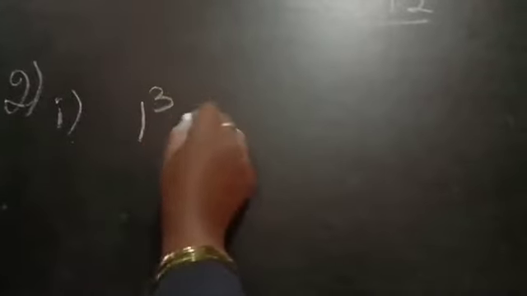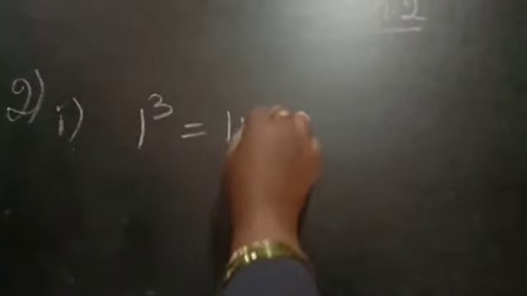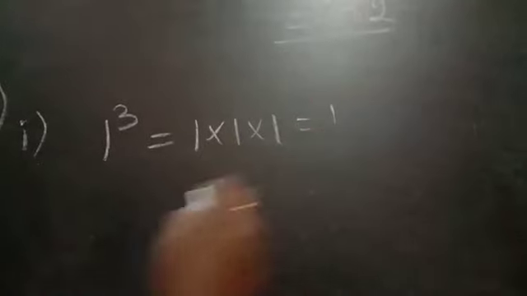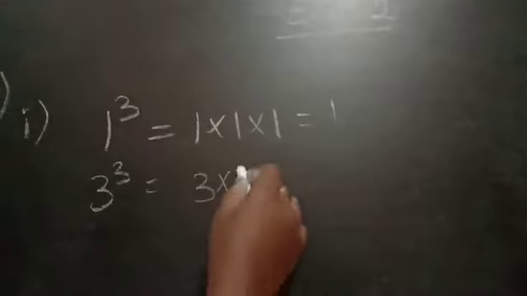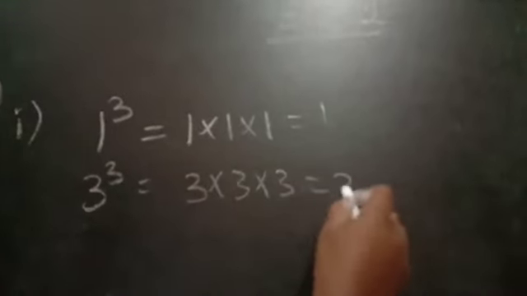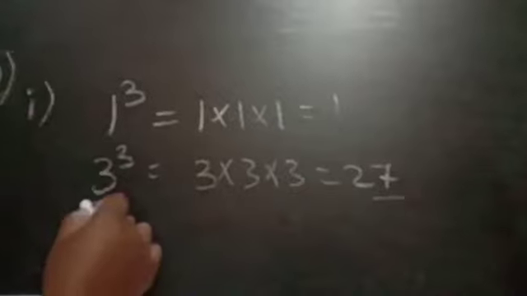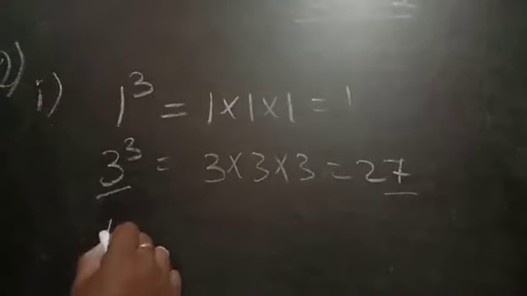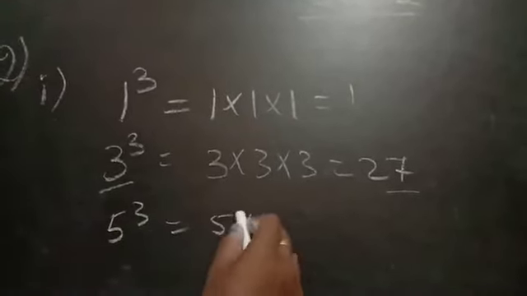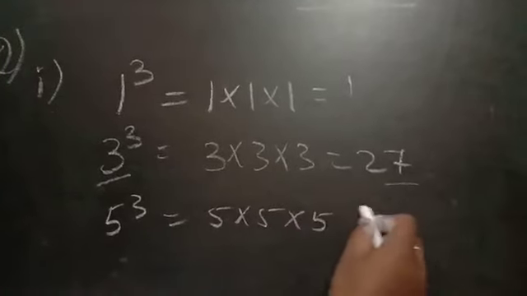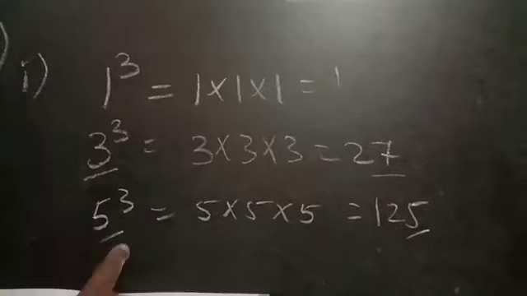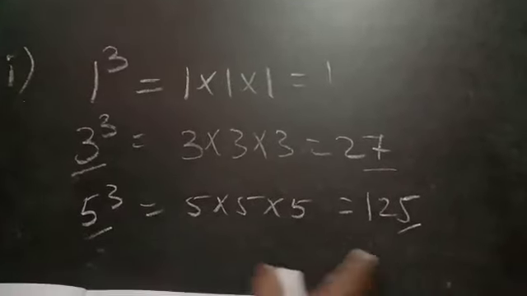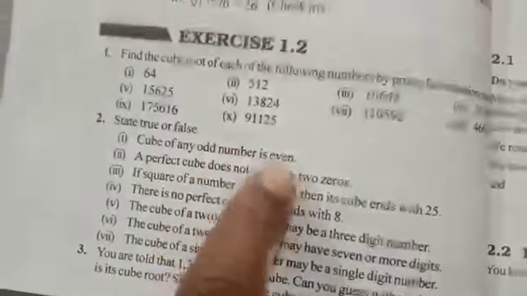Suppose 1 cube is 1 into 1 into 1, 1 only. 3 cube is 3 3s are 9, 9 3s are 27. This is also odd, this is also odd. If you take 5 cube, 5 5s are 25, 25 5s are 125. This is also odd. So an odd number's cube will be an odd number, not an even number. So the given statement, cube of any odd number is even, is false.